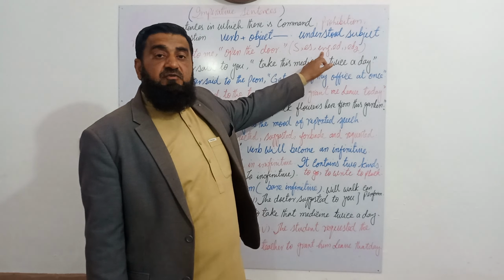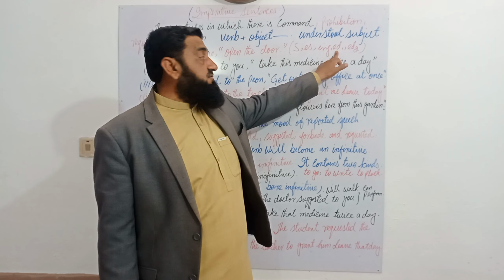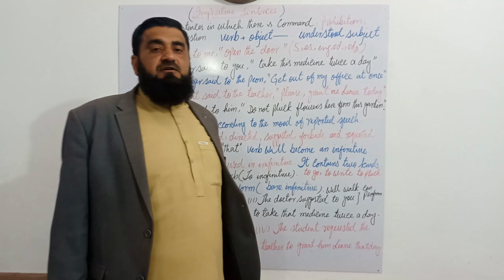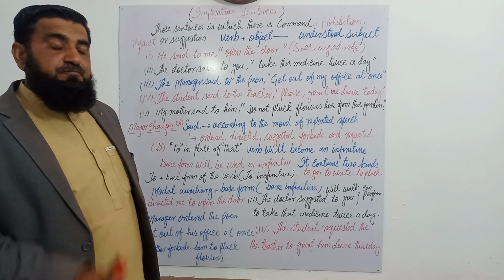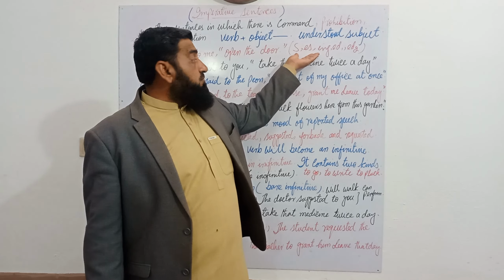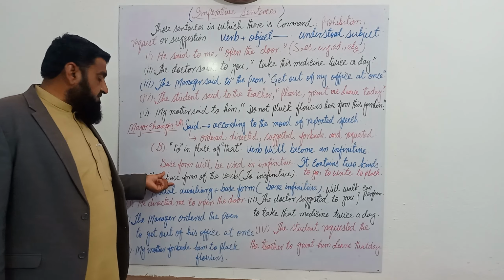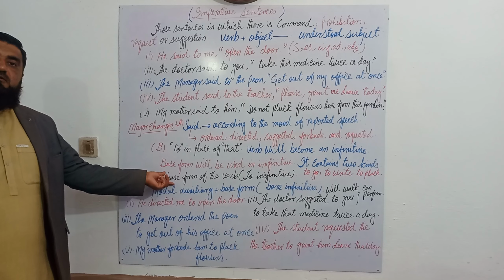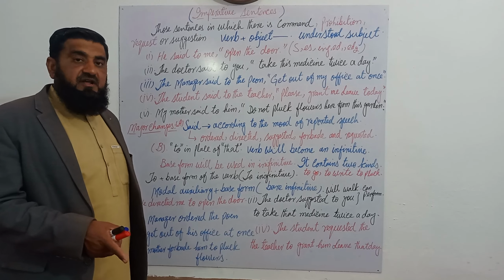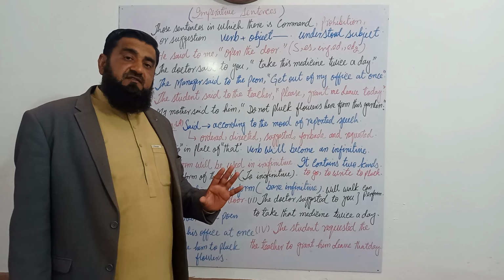In progressive form, we will use ING. Within past indefinite, we will use second form of the verb. And within perfective and passive, we will use third form of the verb. So all these are inflection. So we can use all these inflection with the first form of the verb. But we can't use any such inflection with the base form of the verb. And that is major difference between first form of the verb and verb in infinitive.